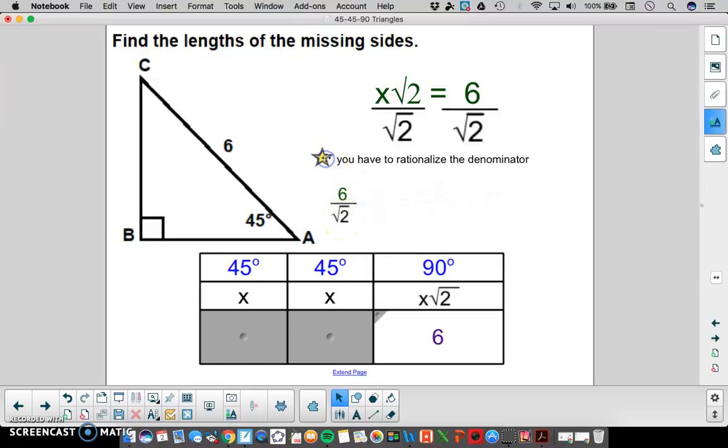So we have to rationalize that denominator because we cannot leave that square root of 2 in the denominator. So we multiply by root 2 over root 2 and get 6 root 2 over 2, and 6 divided by 2 leaves us with 3 root 2. So each of our legs are 3 root 2.